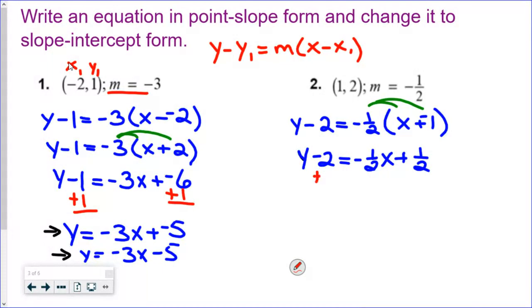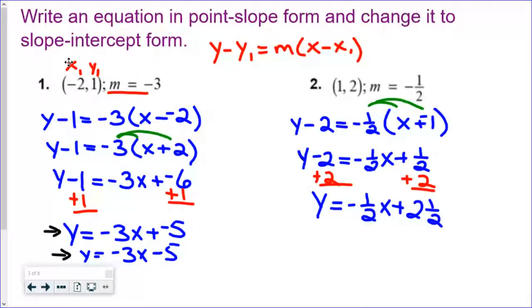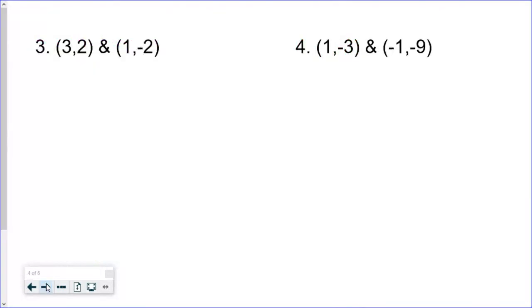I'm going to add 2 to get rid of that minus 2. And I have negative 1/2 x plus, well, if I have half of something, half of a pizza, and I add 2 pizzas to it, I just get 2.5. Easy peasy. That's it, people. You got it. Okay, let's do some more.